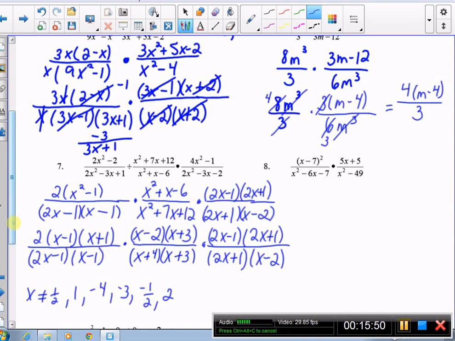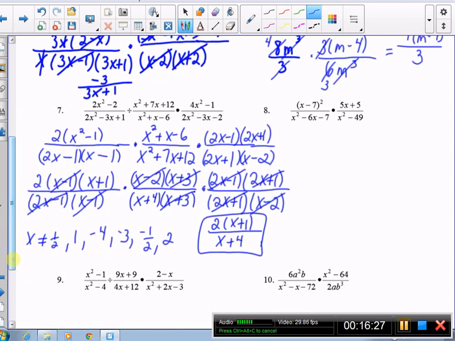So now I'm ready to cancel. So 2x minus 1, and way over there, those simplify. X minus 1's right away in the first fraction. 2x plus 1's here. X plus 3's. X minus 2's. Looking around, I don't believe that there's anything else, so final answer is 2 times x plus 1 all over x plus 4. And there you have it.